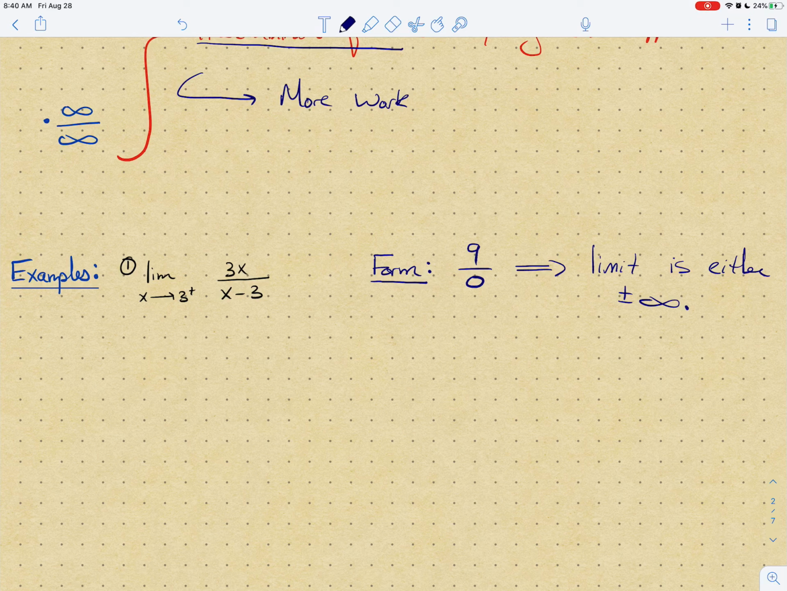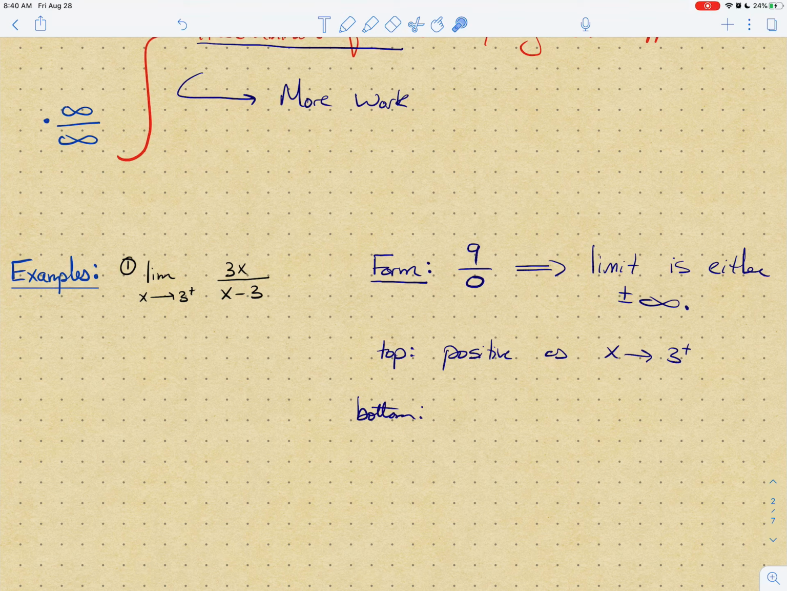So now we need to think very, very carefully about the signs of this thing. We need to watch the signs. So let's realize that the numerator, I'm just going to say the top, is going to 9. The top is always positive. It's positive as x goes to 3 from the right. It's going to 9. You can see that. You can plug in anything near 3 above 3, and 3 times that is going to be positive. That should be clear to you. The top is positive. The bottom, though, let's see if it's positive.